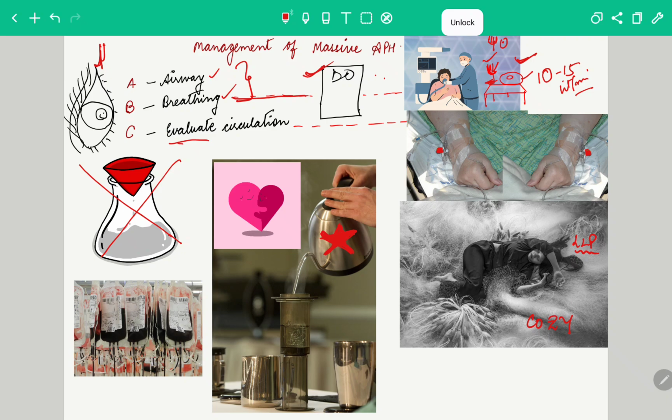Now we have to do something after seeing the circulation. We have to do something about the circulation. And what is it that we are doing? We will put a cannula. Now this is massive APH, so everything has to be massive. The patient has 2 hands, so we put 2 cannulas, and not any cannula. We put the orange cannula, which is the 14G cannula. So with the ABC, we have observed the patient, and we have done something with our observations.